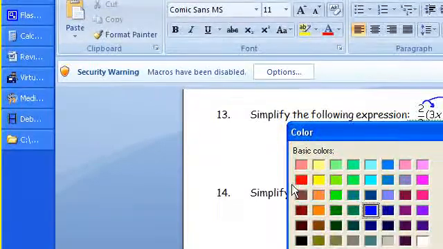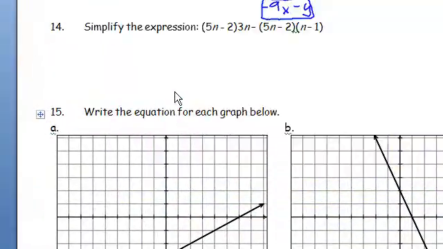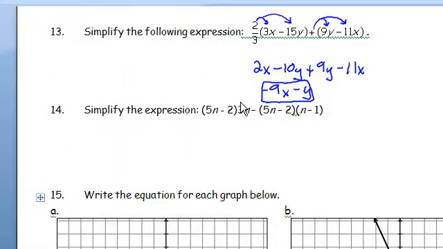Let's talk about number 14 there for a minute. 14 is a little tricky here. We have two distributions we can do. We're going to take that 3n and distribute it here like this. So let's do that first. So 3n times negative 2 would be negative 6n. 3n times 5n would be a positive 15n.